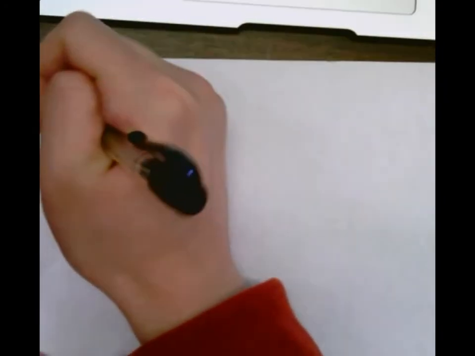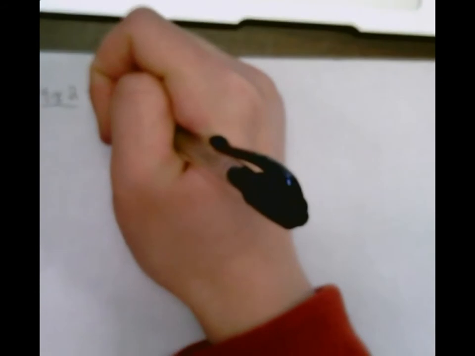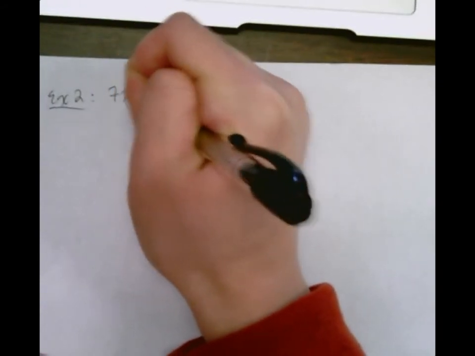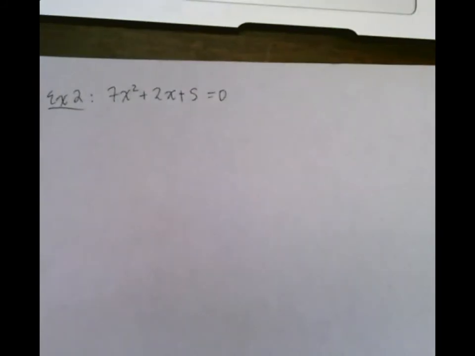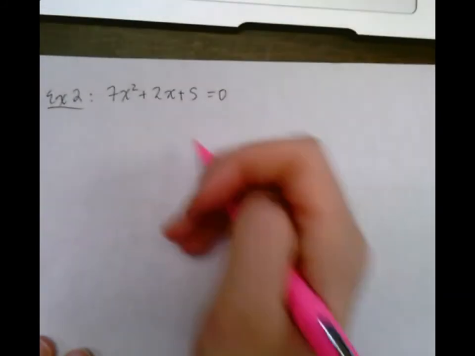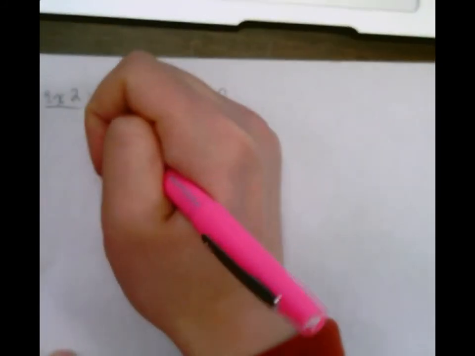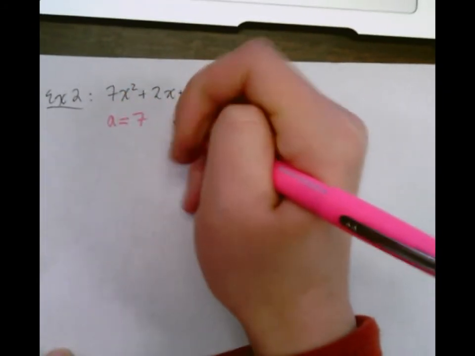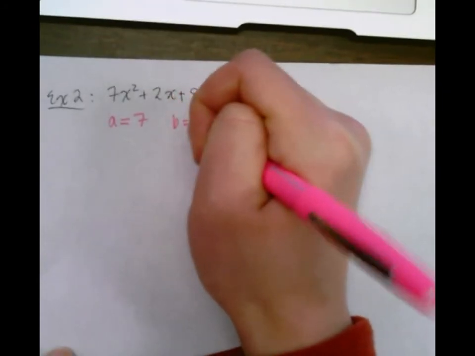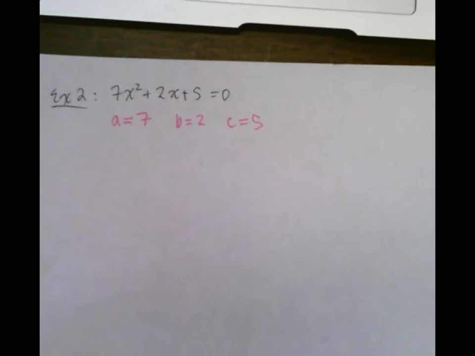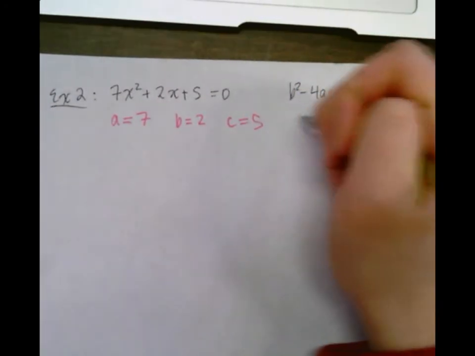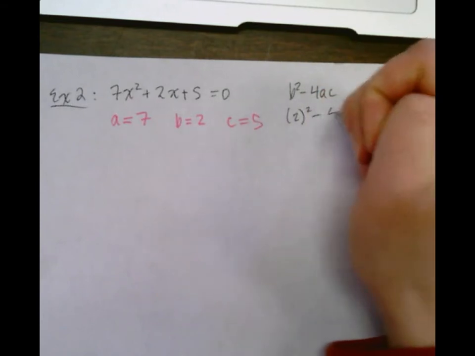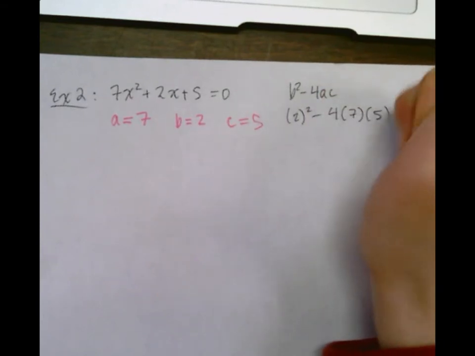In our next example, we have 7x squared plus 2x plus 5 is equal to 0. I already have standard form and it's already equal to 0, so I don't have to do anything. I just have to identify a equals 7, b equals 2, and c equals 5. And now I'm plugging into b squared minus 4ac, and I get 2 squared minus 4 times 7 times 5.